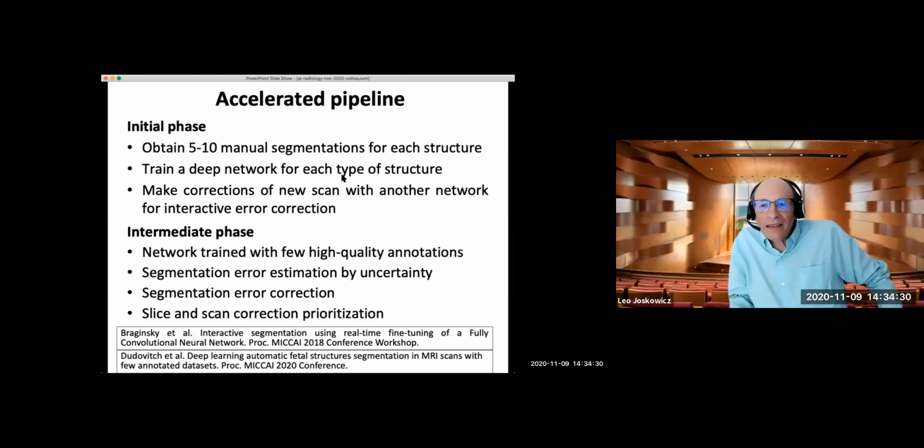Okay, so what I'm going to describe now with an example is an accelerated pipeline. Remember that the goal is to generate many high quality annotations that were validated by radiologists, so that we have robustness and coverage, okay? And we're going to do this in two phases. Instead of asking radiologists, please annotate 500 data sets for me, we're going to do this in an incremental fashion, and this is what I'm going to describe now.